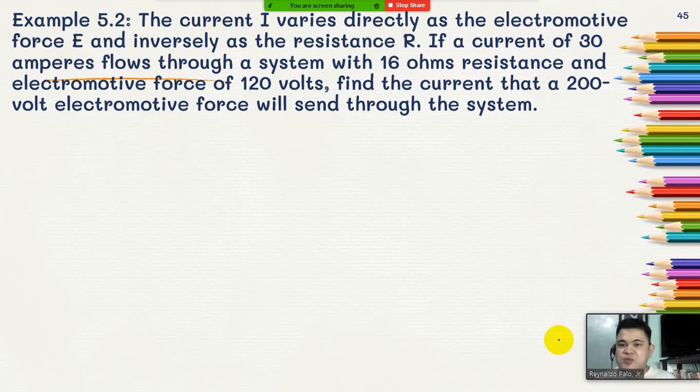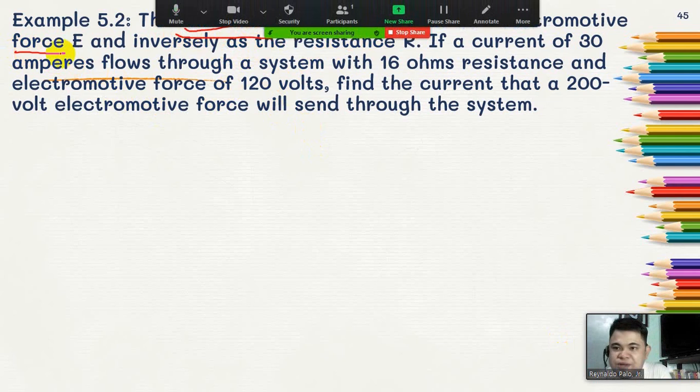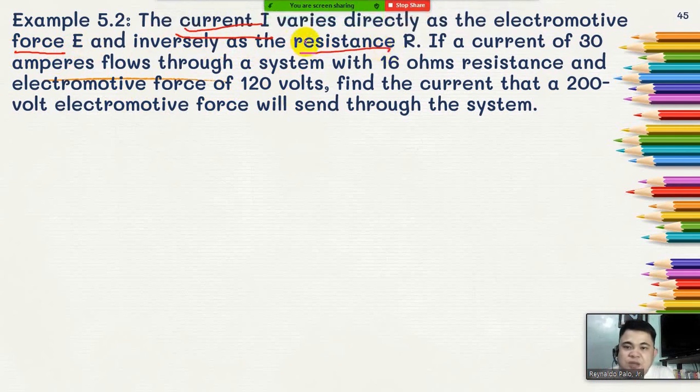So the first thing is we identify the three variables: the dependent, which is current, then the force E, and then the resistance R. The current I varies directly as the force and inversely as the resistance. So this will be our main equation: I is equal to KE over R, where I is our current, E is our force, and R is our resistance.